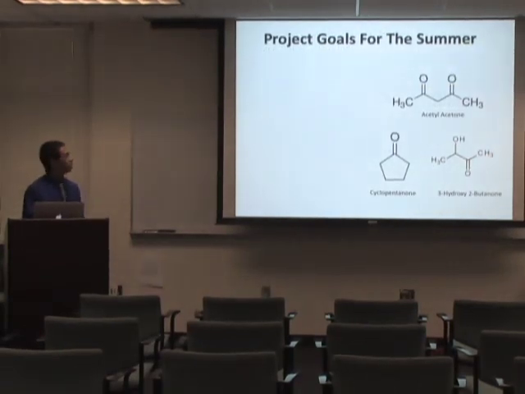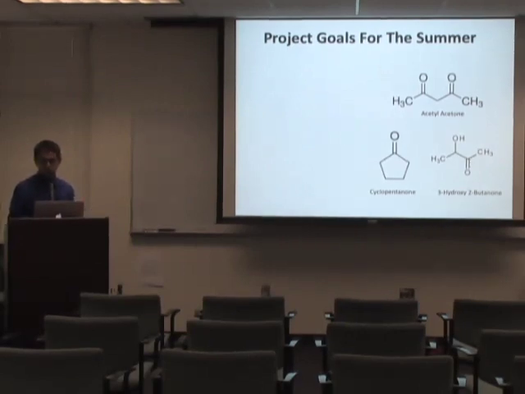So what you see here are structures of ketones. Now these ketones are related to diabetes. Ketones are formed when there is low blood sugar, when there's not enough sugar in the body. And for diabetics, it causes diabetic ketoacidosis.